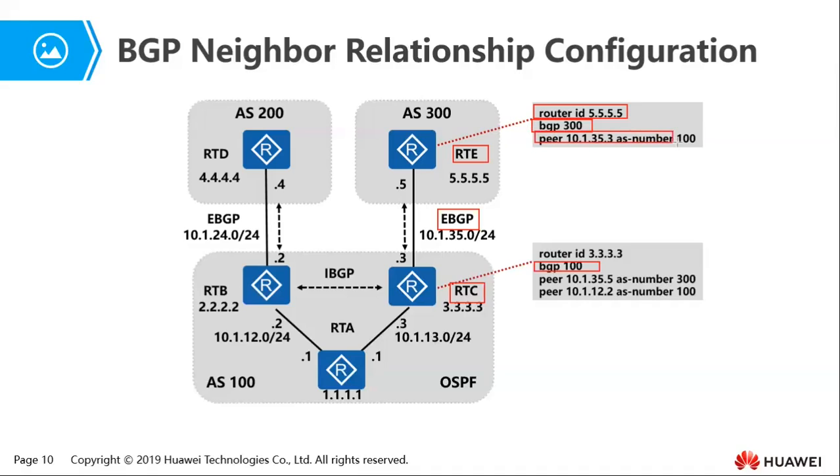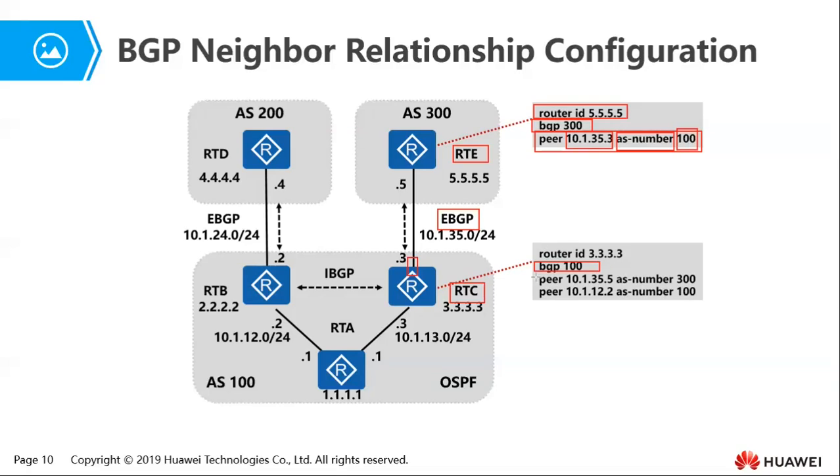So you do peer, then the next thing that follows is the IP address. The IP address of the directly connected interface of your neighbor. So for example, 10.1.35.3, which is the IP address of this physical interface. Then after that, you do the command AS number, then 100. You specify the AS number that this peer is in. So this is the AS number of this peer. This peer is in AS 100.